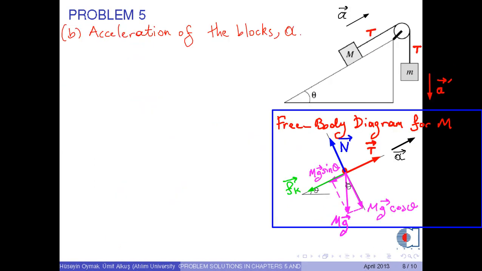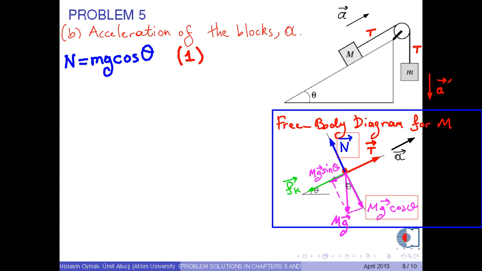In part B, we are going to calculate the magnitude of the acceleration of the blocks. First of all, let's calculate the normal force on mass capital M. Only this force, lying on the same straight line with the normal force, is of our concern. Thus, according to the configuration, the magnitude of vector N is determined to be capital M times g times cosine theta. And let's label this equation as 1.